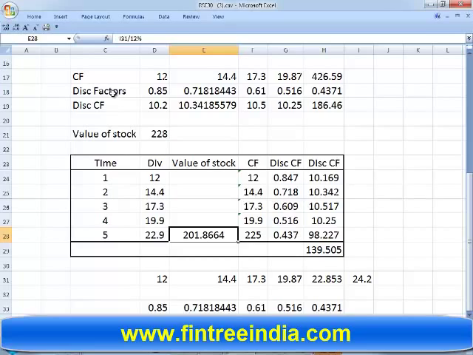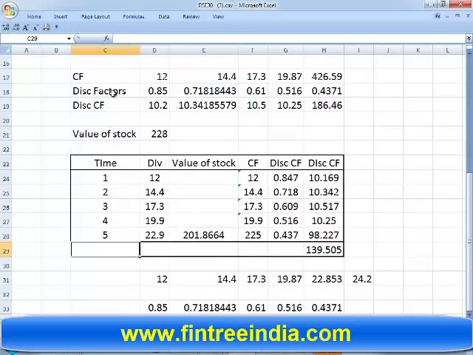Please ask question if you're not clear with anything. Are we good to move? Have you got the logic? Krishna, Karishma, Neha, Angelica. Which one? This 201? Value of stock? This one?